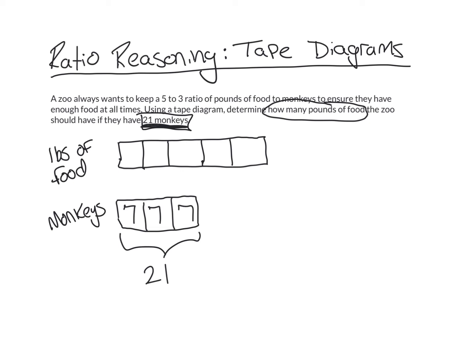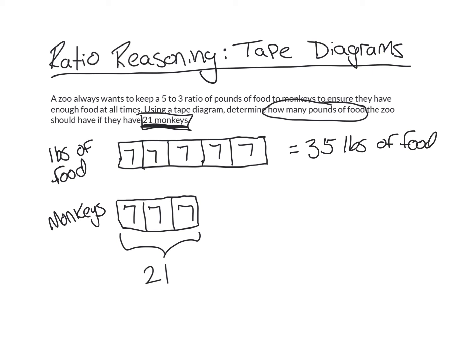Now, in order for our ratio to remain equivalent, whatever I put into these boxes, I also have to put into each of these boxes. So I figured out that each box is worth 7. So I'm going to put 7 in each of the boxes for food. All right, and so to figure out how many pounds of food, I'm simply going to multiply 7 times those 5 boxes, which is 35 pounds of food.